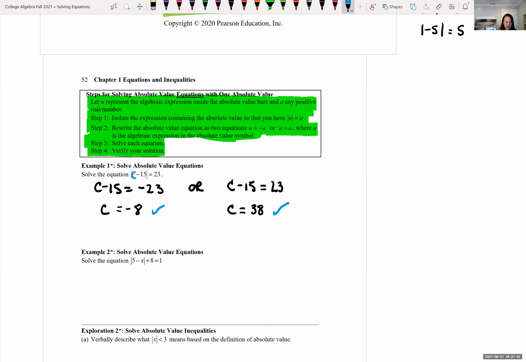The next example, we don't have the absolute value isolated, so we need to do that first. It tells us to solve the equation: the absolute value of 5 minus x, outside of the absolute value is plus 8, equals 1. And so to isolate that absolute value, first thing that we want to do is subtract 8 on both sides. And so I get the absolute value of 5 minus x is equal to 1 minus 8, which is negative 7.